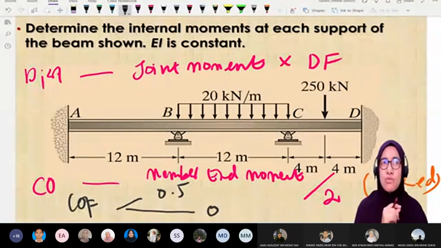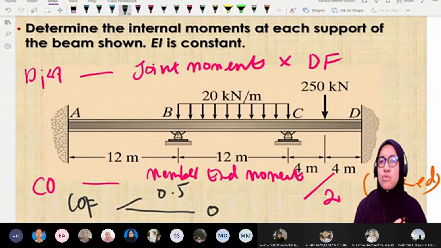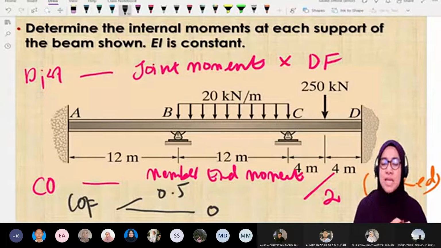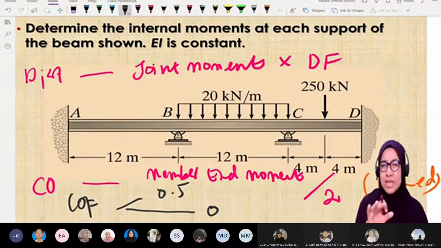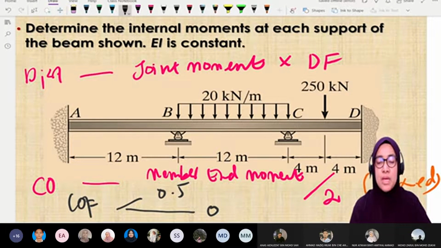Dia akan refer back to far end condition: for far end fix, for far end roller or pin. Okay, remember far end referring to kalau A, B, C, D, far end refers to A, refers to D, because B dengan C, internal is always fixed. Okay, so we have two carry over factors, 0.5 for far end fixed. That's why for this example, semua carry over ni, member end moment at each cycle kena divide by 2, representing times 0.5. Sini yang kita akan buat kejap lagi dalam table.